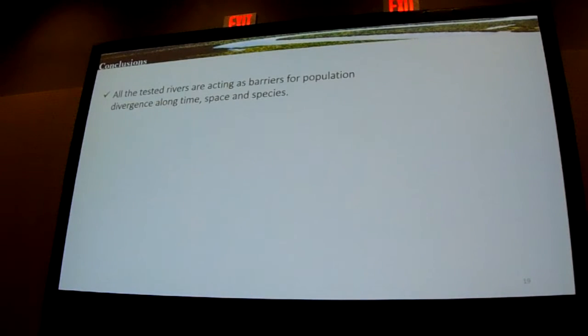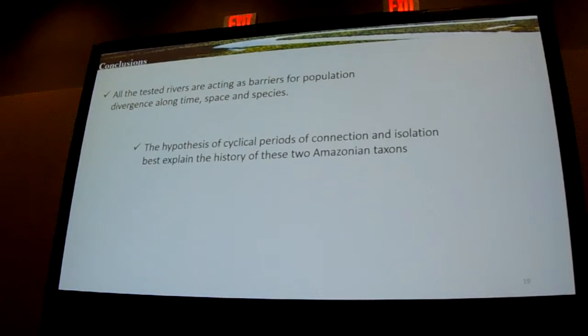As a conclusion, all the tested rivers are acting as a barrier for population divergence along time, space, and species. The hypothesis of cyclical periods of connection and isolation best explains the history of those taxa. And the rivers may act as much more dynamic barriers than we thought before, when the river was thought to be only responsible for generating the diversity.